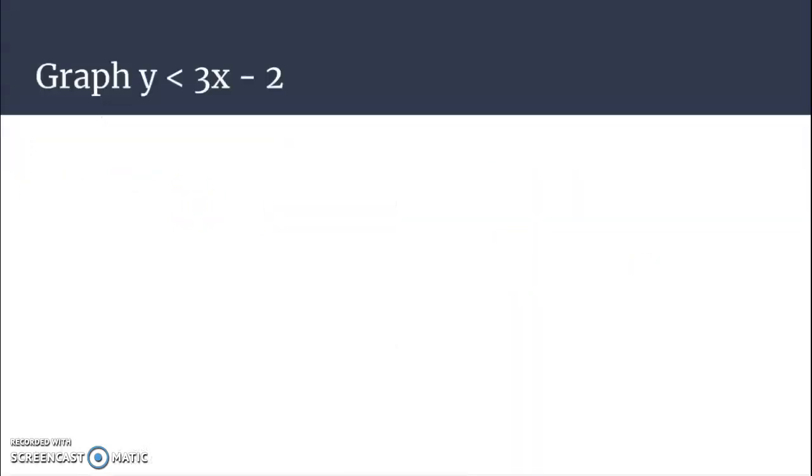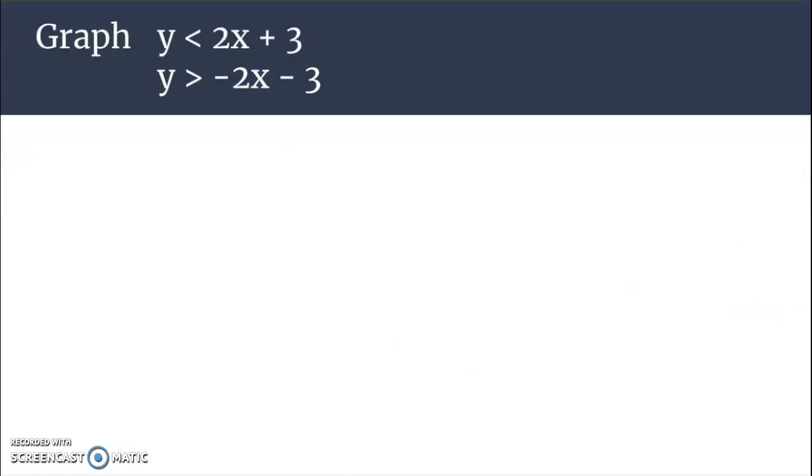All right, this time we're going to look at 2 at the same time, known as a system of inequalities. Y less than 2x plus 3, y greater than negative 2x minus 3. Back to Desmos here.